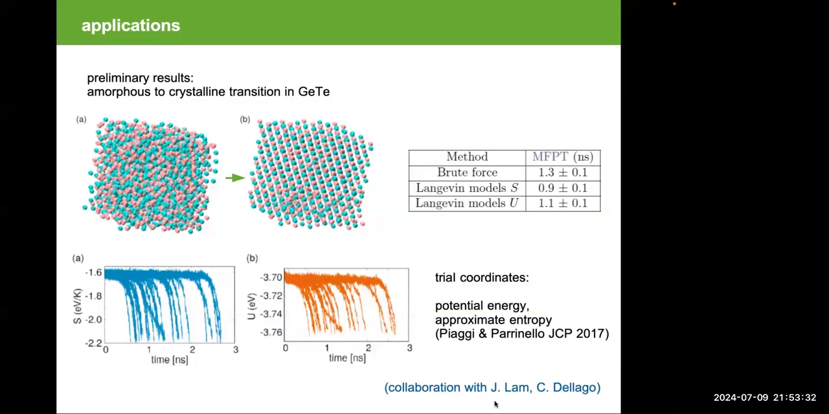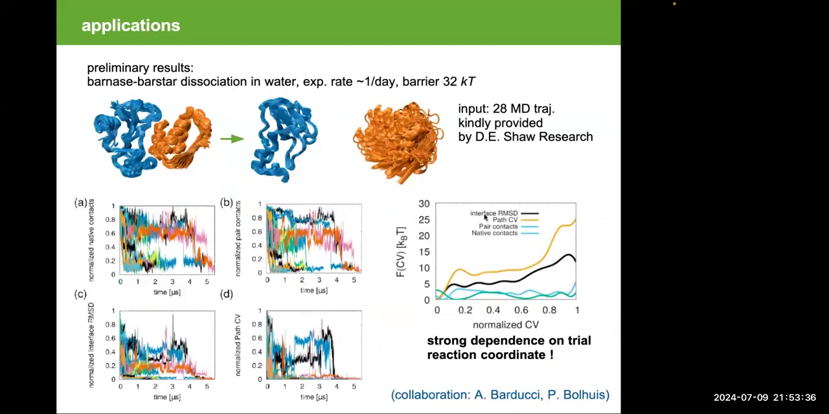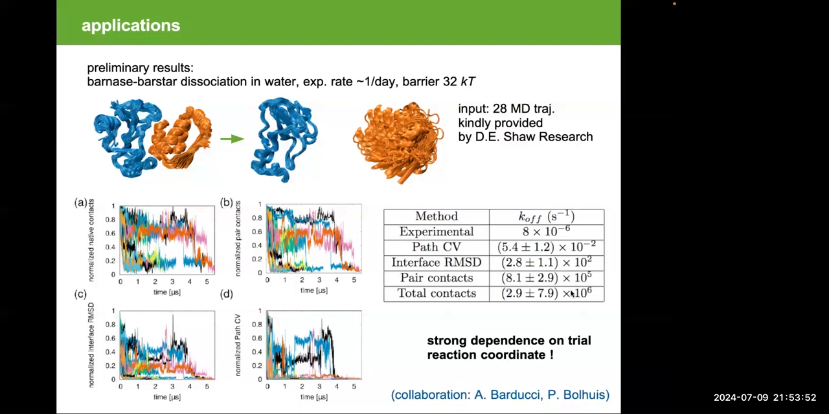It's an ongoing collaboration with Julien Lam and Christophe Delago. We are trying to do it for protein-protein interaction. So we have two proteins assembling quickly, but then the time to disassemble is 1 day. And still, we can apply this inference technique with short simulations, as I said, to infer the rate. This is much more difficult, but we are approaching.